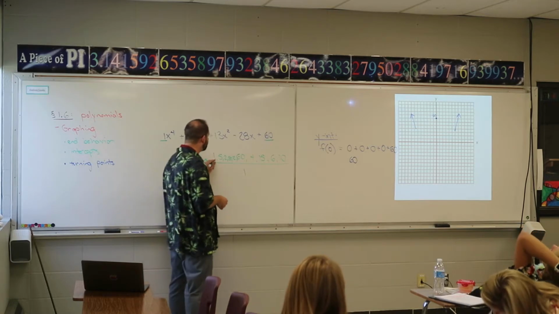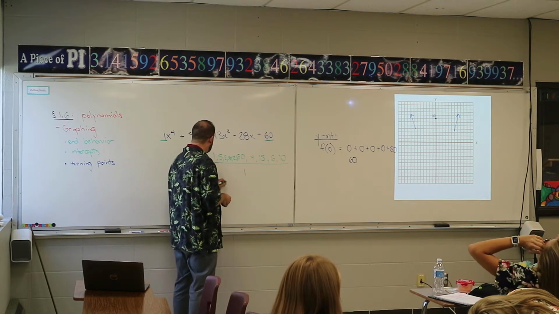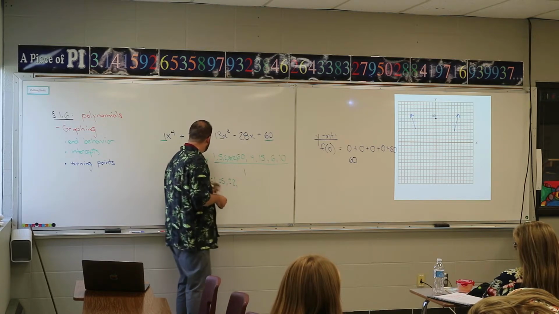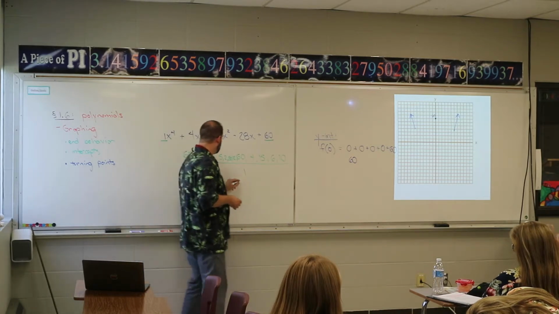So what I mean by that is 1 over 1, 5 over 1, and so on. The numbers on top come from the constant, and the ones on the bottom come from the leading coefficient, the number in front of the highest power of x. And that, what does this mean?